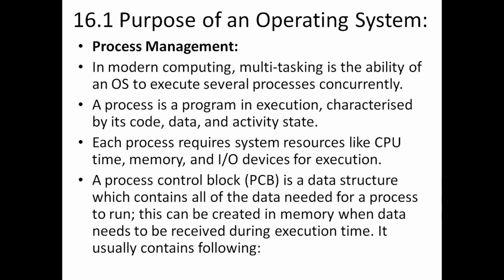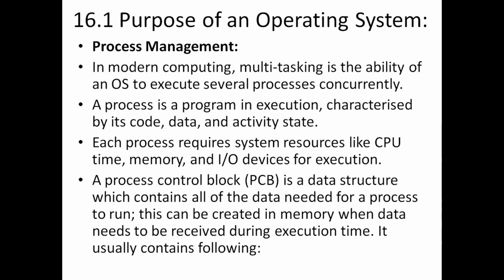A process is a program in execution characterized by its code, data and activity state. These are the three basic characteristics of any process that is being performed in a microprocessor. Every process requires some resources such as processing power, some RAM or memory registers and I/O devices for execution.